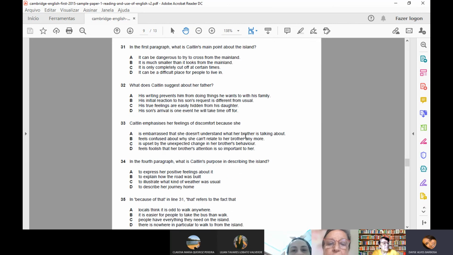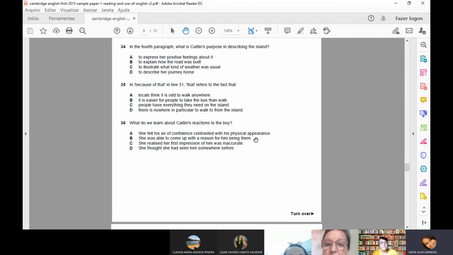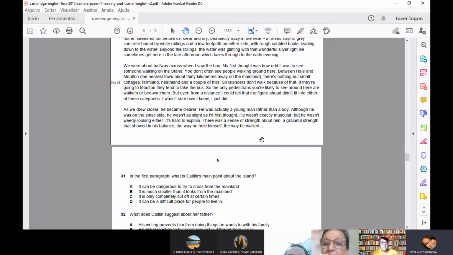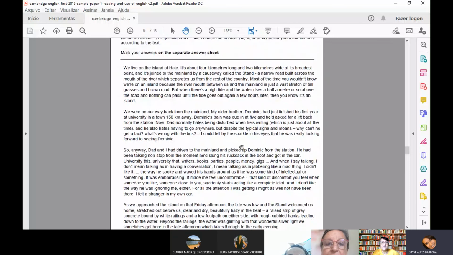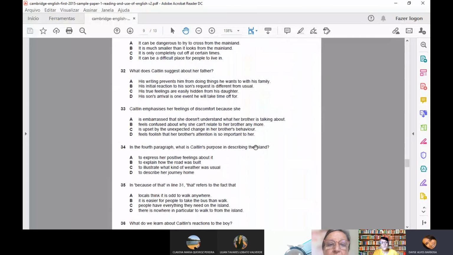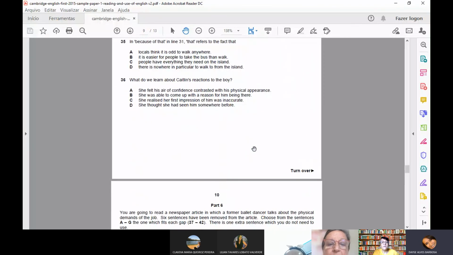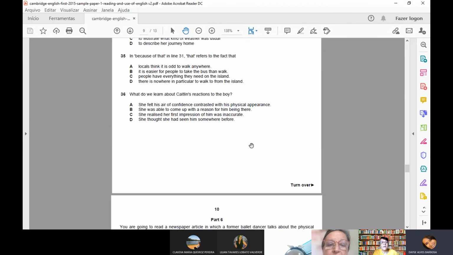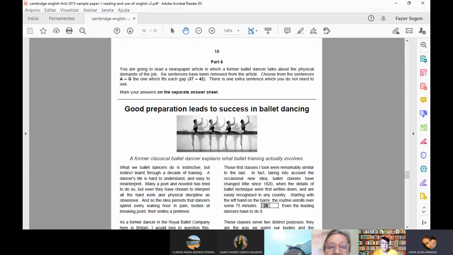And I remember that when I did the CPE exam, that was tiring, my God. It was a long time ago, and I confess that when we read a text that we don't like, whose information is boring, it's more difficult, but we have to get ready for that. And I remember that being one of the last parts, I was like, my God, I'm not gonna pass. But I ended up going on with that. Good preparation leads to success in ballet dancing.